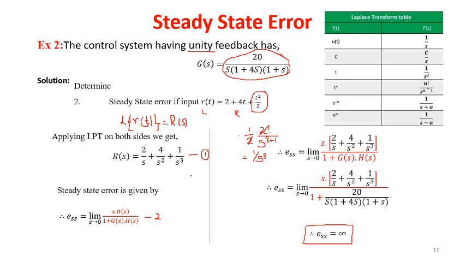So for the given type of input, that is r of t equal to 2 plus 4t plus t square divided by 2, steady state error is equal to infinity. This tells about the steady state error determination for the given type of problems. These are the typical types of problems asked on steady state error.